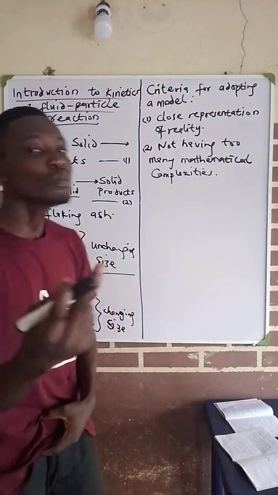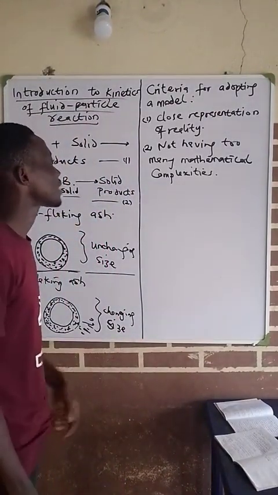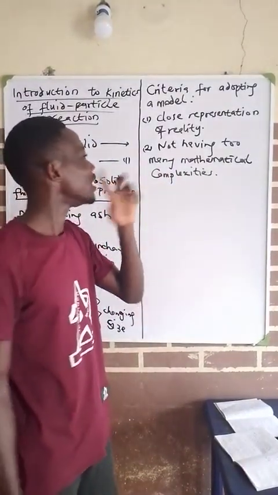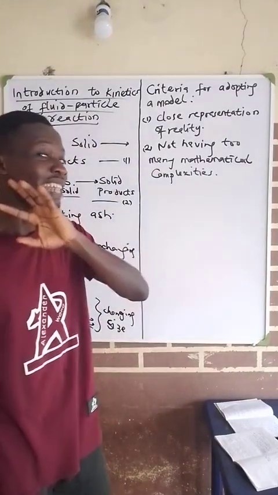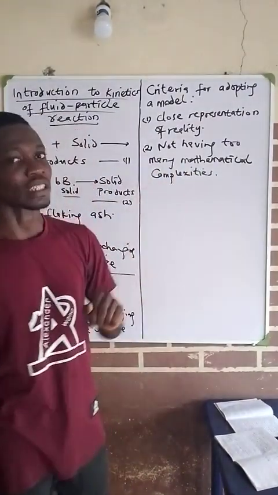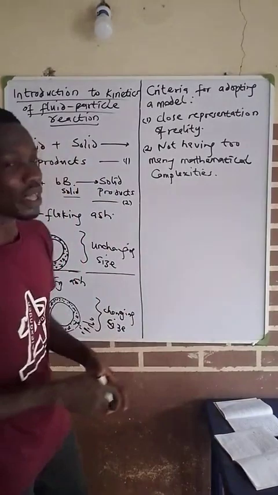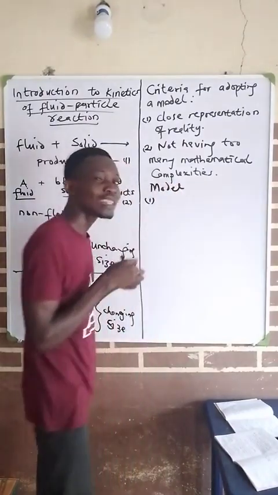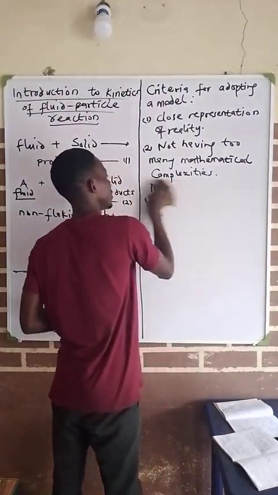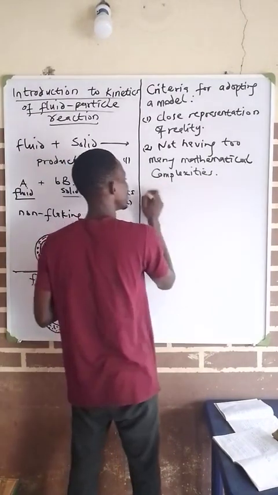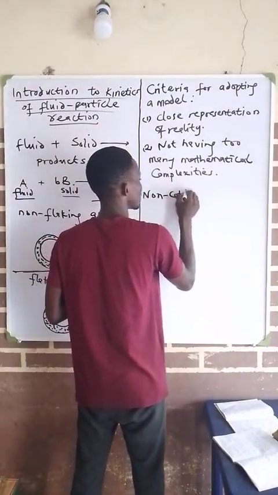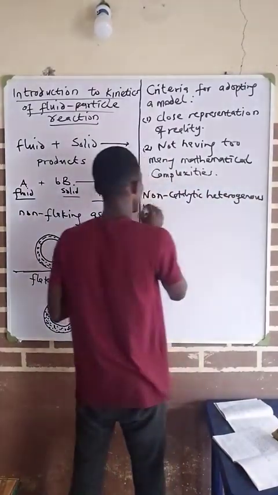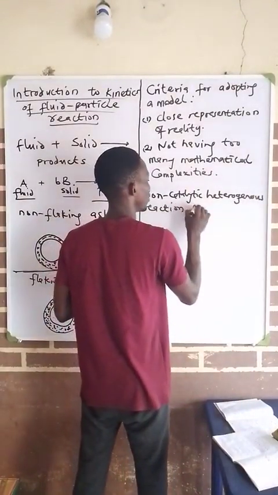Now, we have two models whose mathematical representation has little complexity. They are not too complex. These two predominant models are the models for non-catalytic heterogeneous reactions. Let's write it. Model, non-catalytic heterogeneous reaction model.